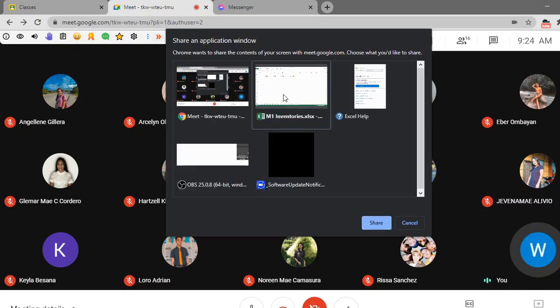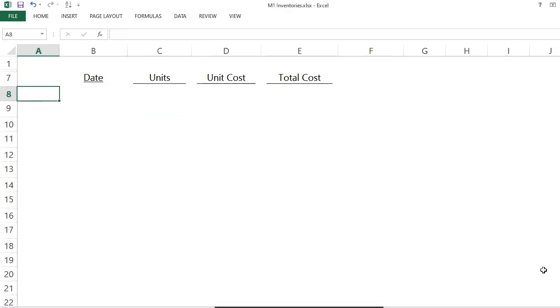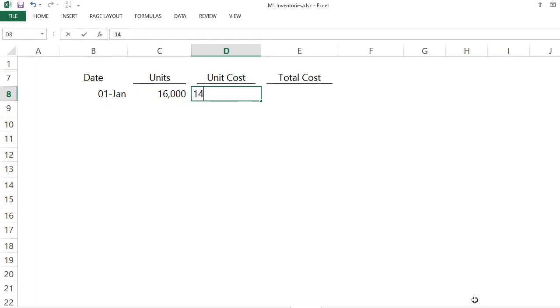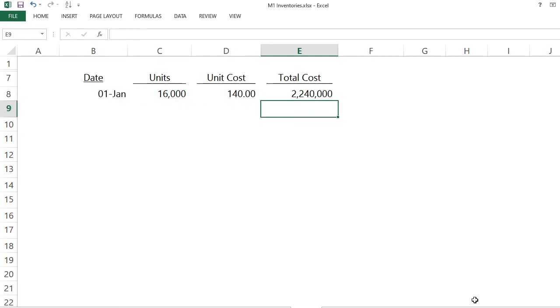Sige, let's begin. We have the first transaction on January 1. That's 1-1. And that, ang date, andito nga pala, 1-1. That's beginning. And we have 16,000. And the cost is 140 each. Therefore, total cost, we have 2.24 million as given. The next transaction was a purchase and that happened on January 5.